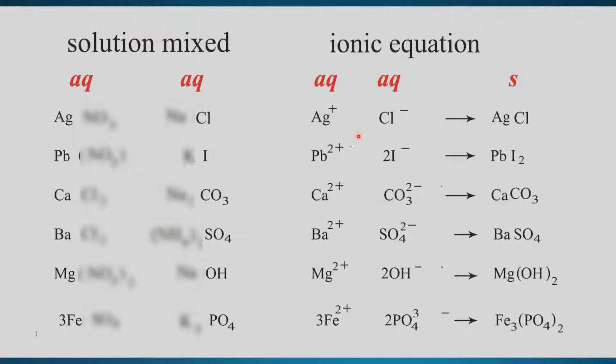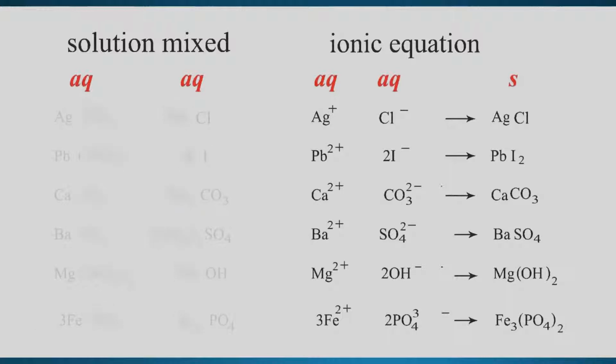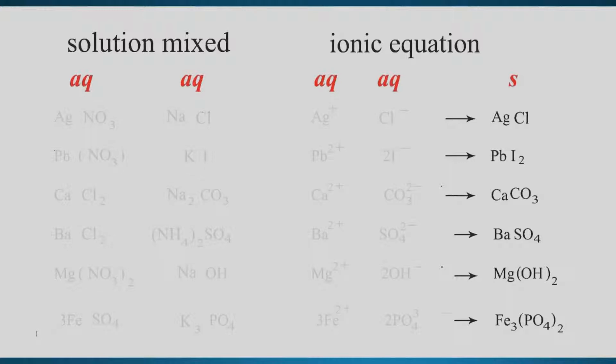AgCl, AgCl, AgCl. Am I just repeating what I write? PbI, PbI, PbI. Am I just repeating what I write? So I just cross out this line. Now it becomes 2 lines. AgCl forms AgCl. Of course, AgCl forms AgCl. What else can it be? Pb and 2I, of course, form PbI2. What else can it be? So let's disregard this line.